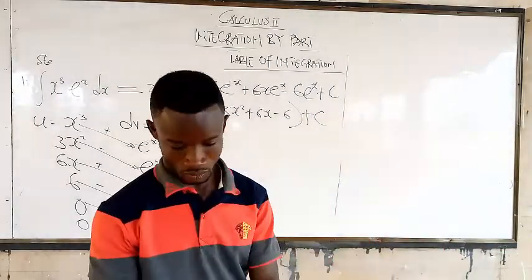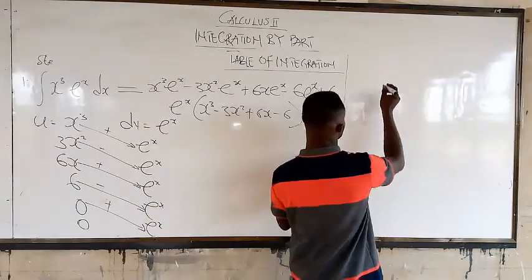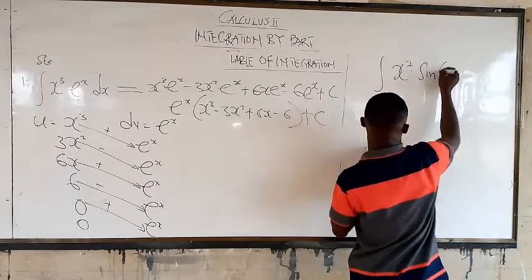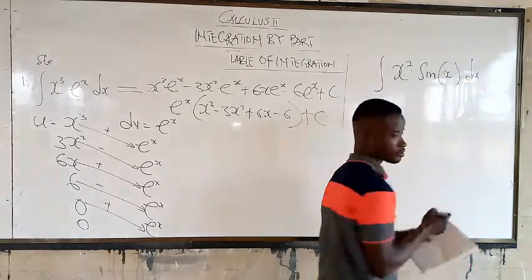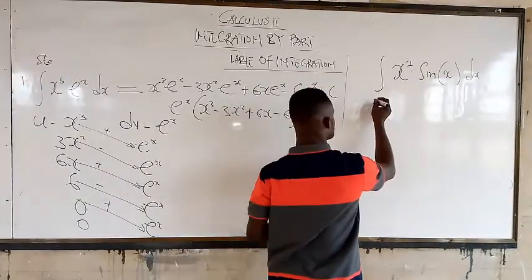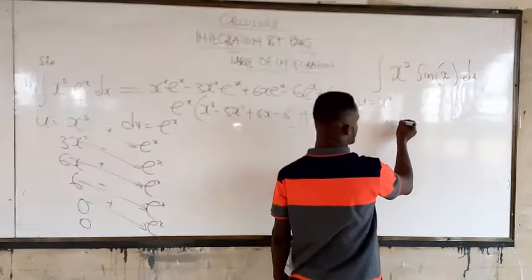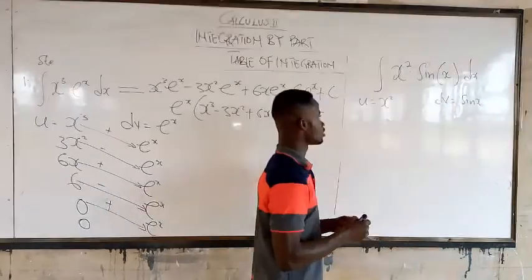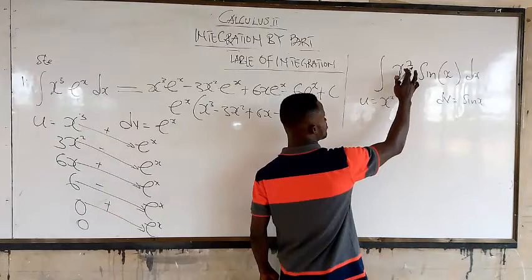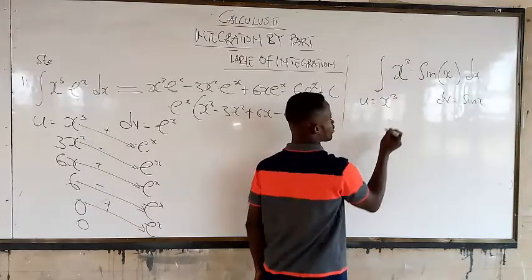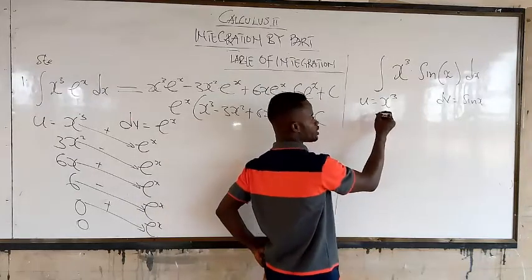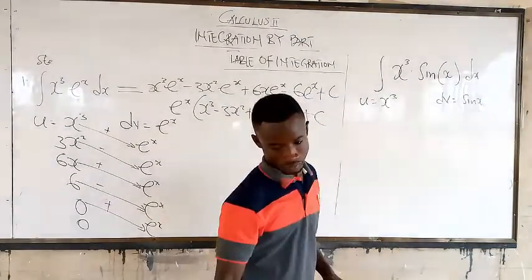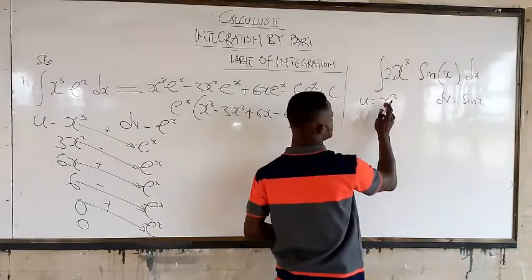Let's look at integral of x squared sine x ds. What will be our u? X squared. dv, sine x. We can even increase the power to 3. Differentiate this, or to 4, any of it. Or we can make it like this.